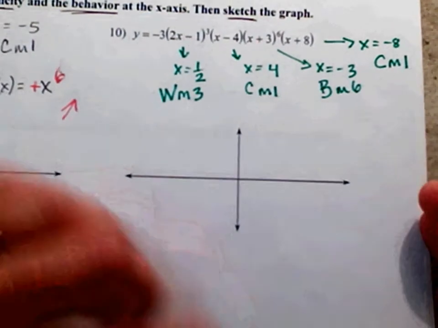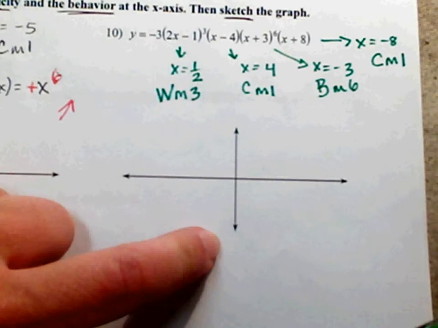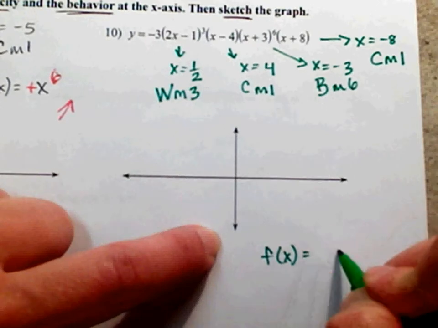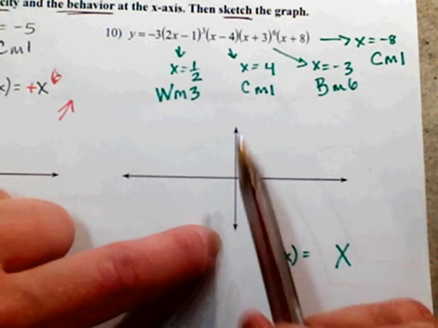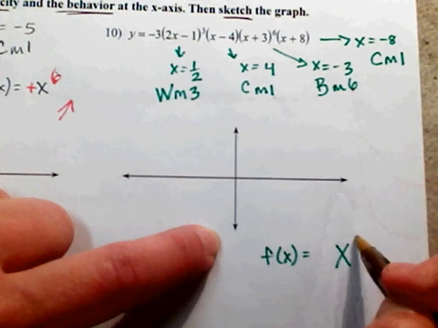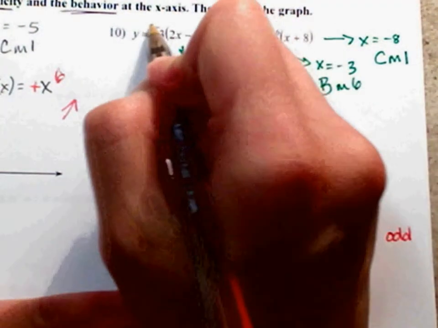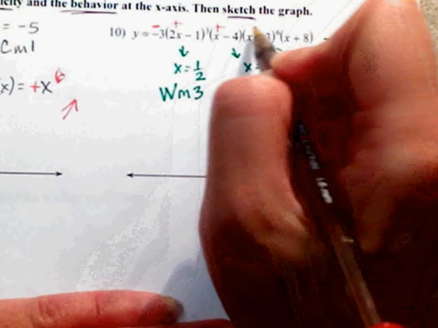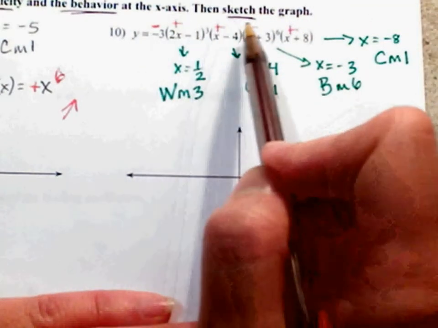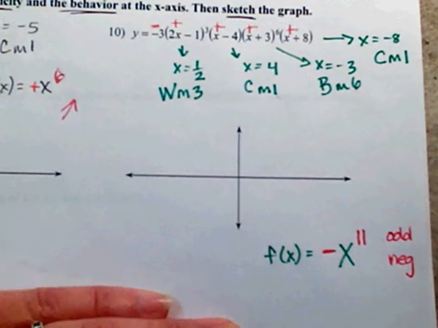Now you can go ahead and label all this and determine your functions now or later. Okay? I'm going to go ahead and determine if it's an odd or an even function. F of x equals x. Add your multiplicity. 3 plus 1 is 4, plus 6 is 10, plus 1 more, 11. That tells you it's an odd. Okay? Negative, positive, positive, positive, positive. A negative times a positive times a positive times a positive times a positive gives you a negative. So this is a negative graph.